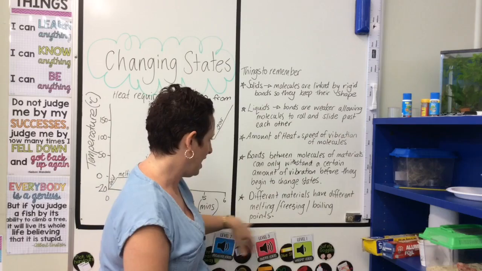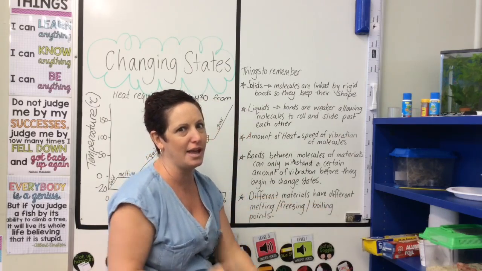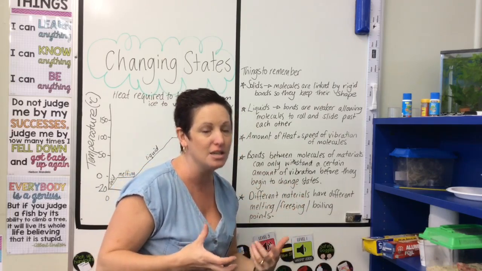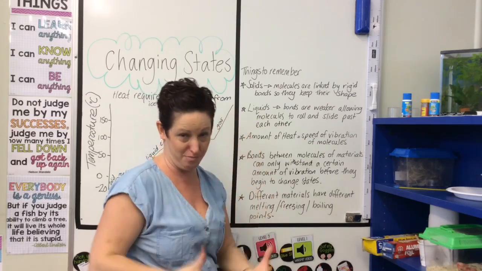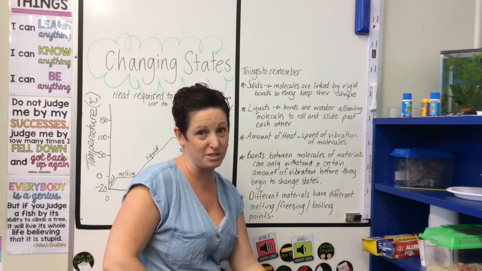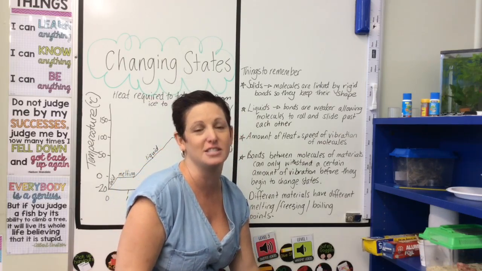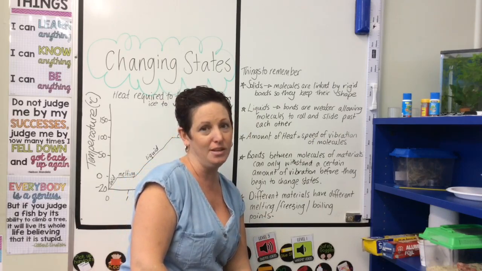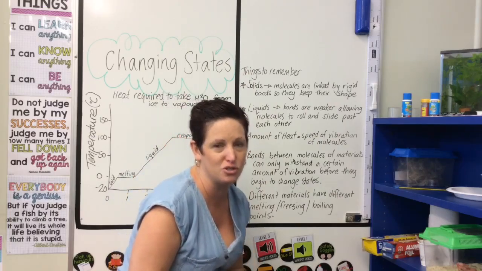They have different melting, freezing and boiling points. Some materials, like metal, require a lot more heat before those rigid bonds will break and loosen, and then it will start to melt. Chocolate is another one that I know of because I like to eat chocolate. I know that the melting point of chocolate is 35 degrees, which is a bit higher than the melting point of water. So that's some things that we need to remember. Now I'm going to show you a little demonstration.